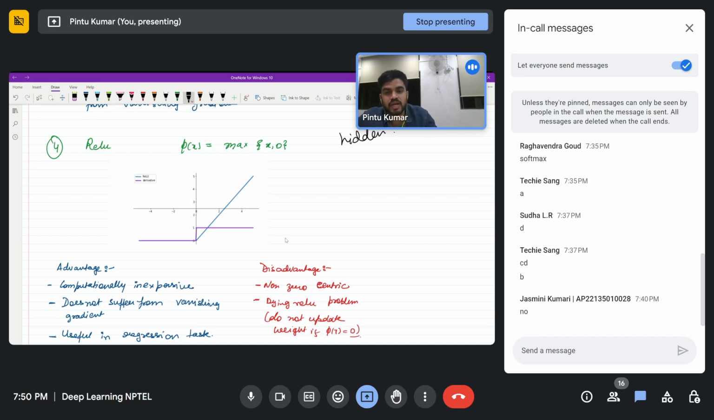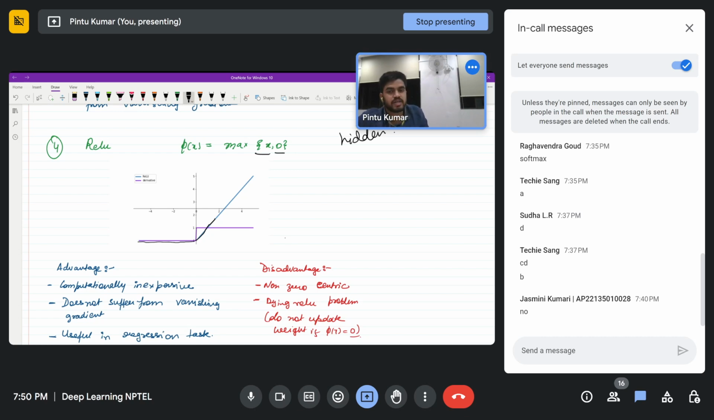How does the graph look like? This is maximum of x comma 0. Okay, so when your x is greater than 0, the value of the function is x, that you can see via this blue line. When your value of x is less than 0, then the value is 0. So this blue line and purple line are overlapping, that's why you are not able to see, but there is a blue line over there also, which is extending over here. Okay, this is how a ReLU function looks like.